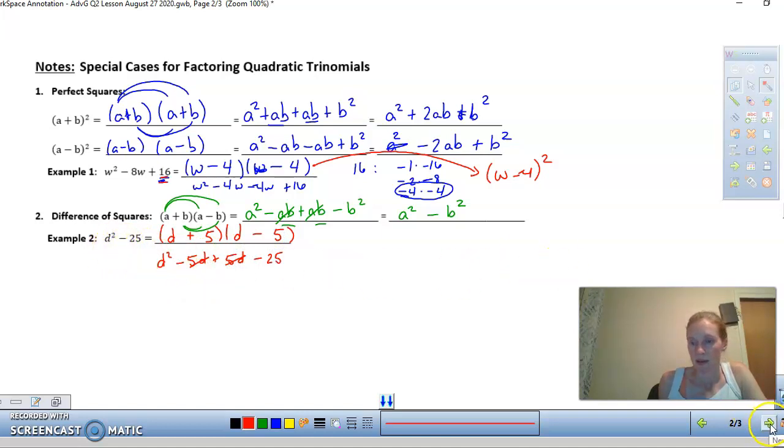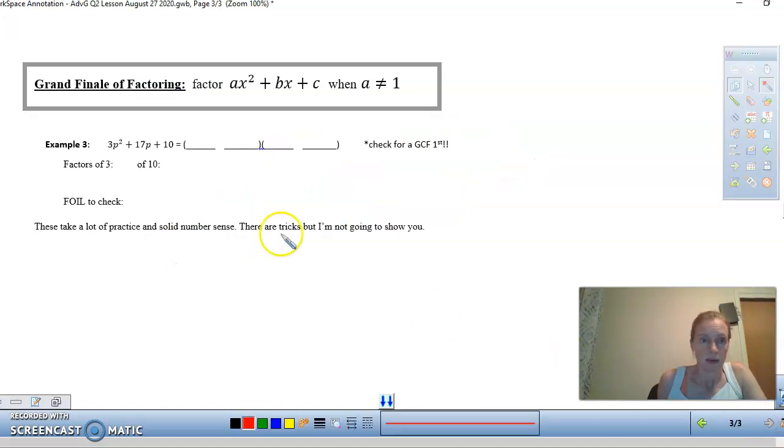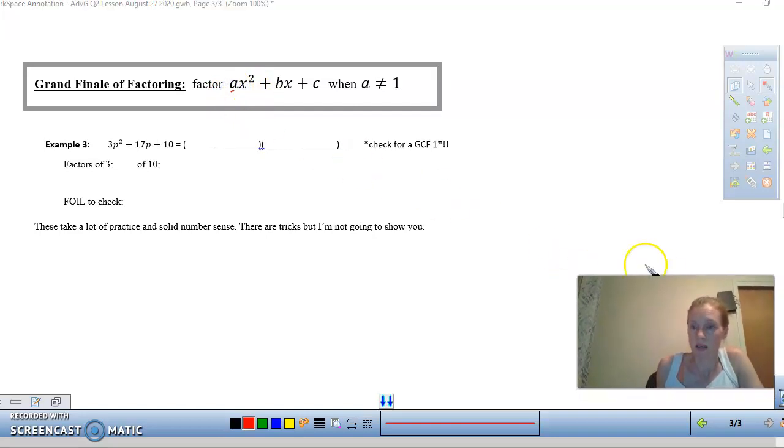Okay, so those are the special cases, but nothing new to memorize. All right, then we get to the grand finale here, which is the factoring when there is that number in front. We did an easier version in the warm-up. So first thing, you always want to check for that GCF.